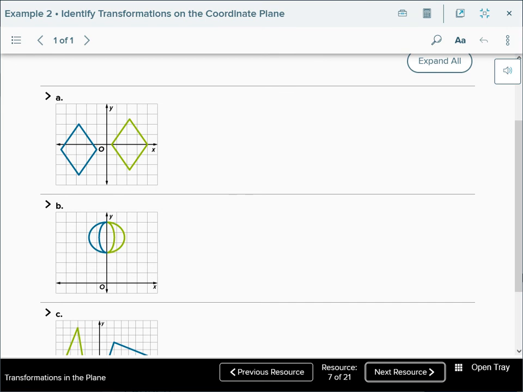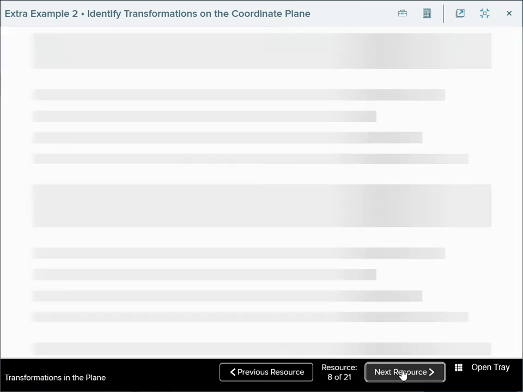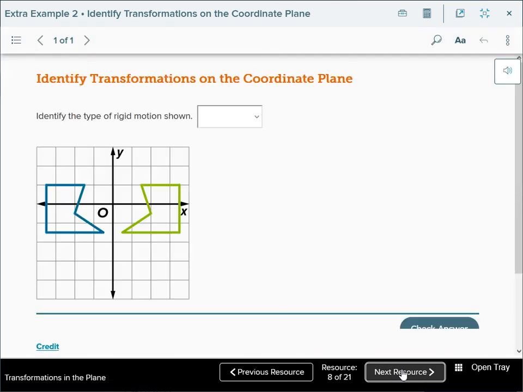What's the B? Reflection. Everybody agree with that? And what's C? What are you doing with it? Rotation. Rotating it around. I remember doing this. Actually, we did this in 8th grade. Go to the next resource. On this next one, we did this in 7th. Answer that one. Do the drop down. What are they doing this time?